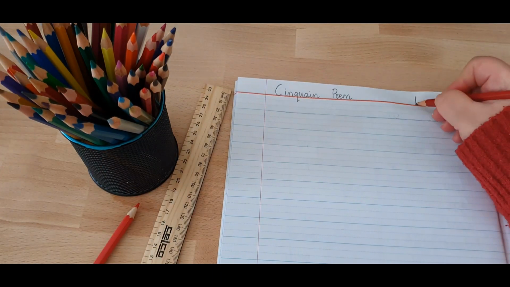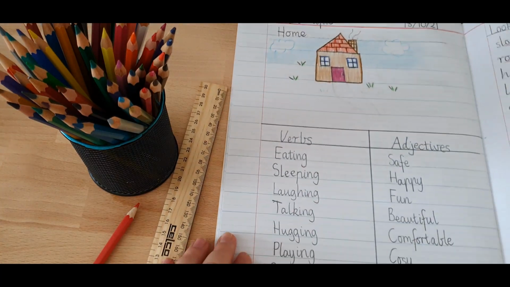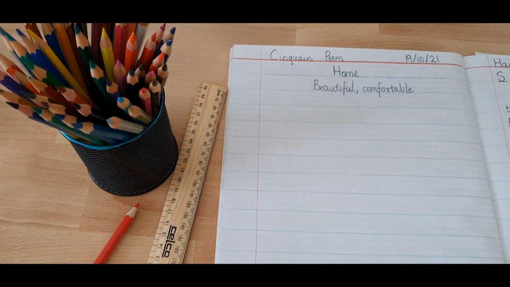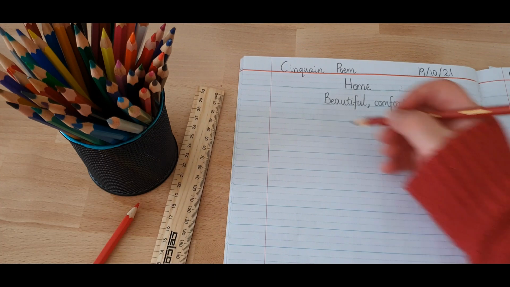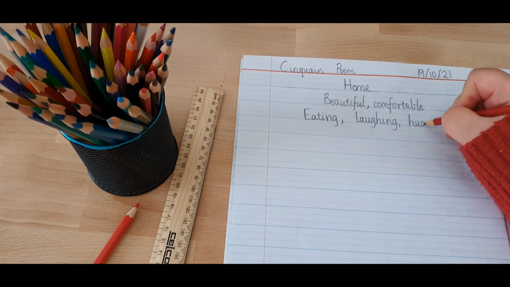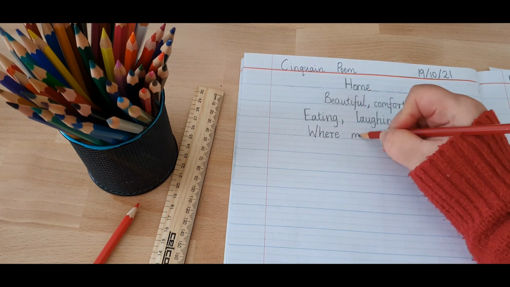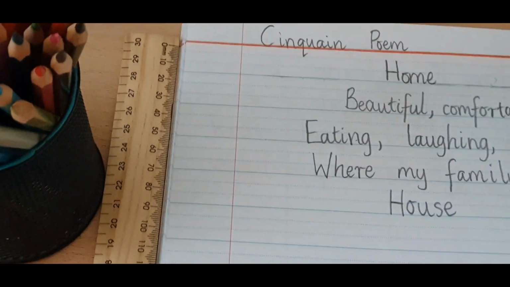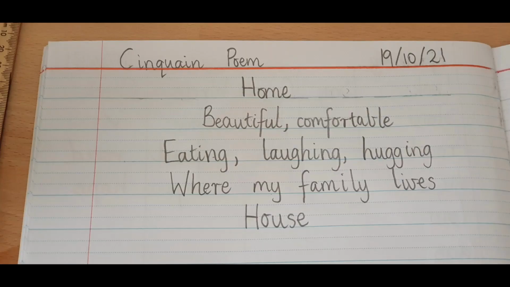So what I've done is I've written my topic word, home, at the very top, right in the middle of my page, so that it creates a sort of pyramid shape as it goes down. Then I looked back at my brainstorm and I chose 2 words that I wanted to use, which were beautiful and comfortable, to describe my home. And then I chose 3 verbs or doing words that relate to my home as well, which are eating, laughing, and hugging. Then in my 4th line, I wrote a 4-word sentence, where my family lives. And the last line is just 1 word, and it is a synonym for my first word, which is house.